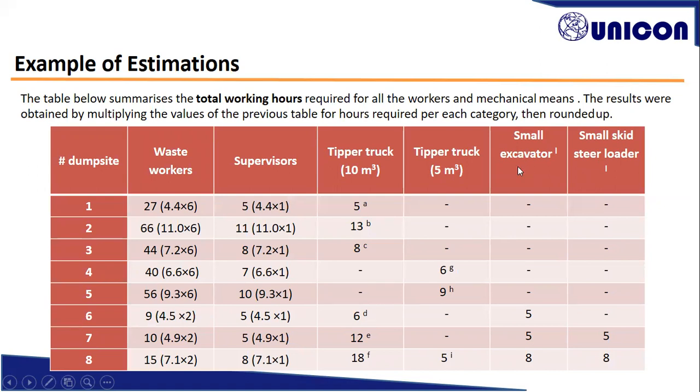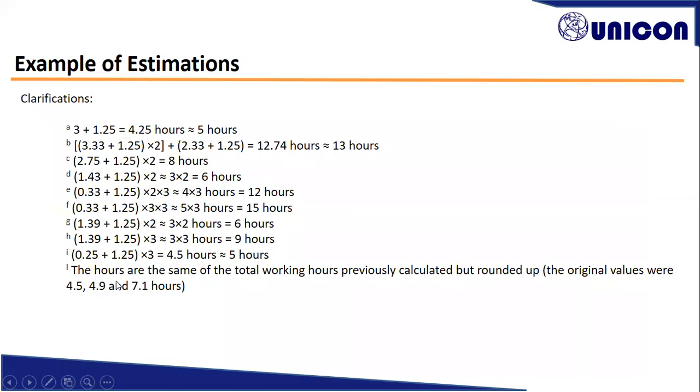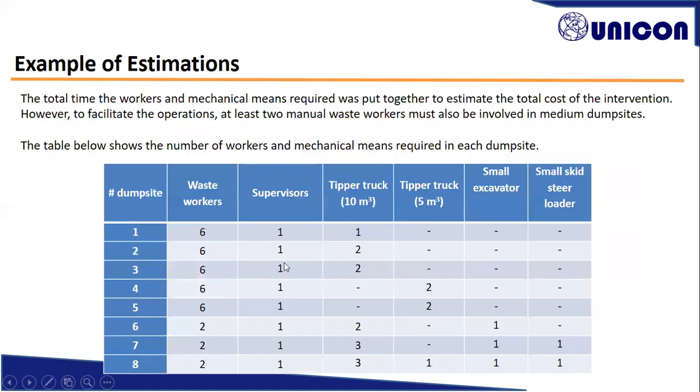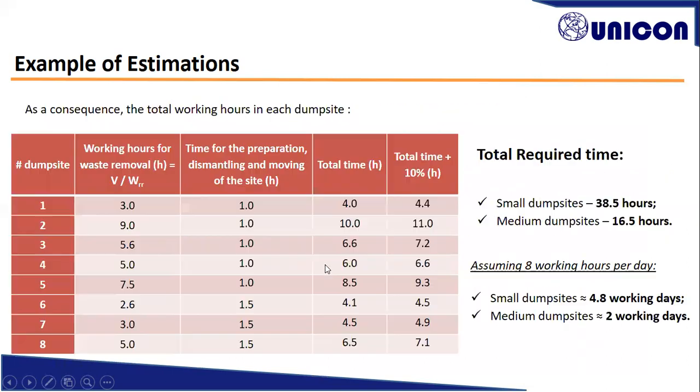In the case of a small excavator and small skid steer loader, their hours are the same as the total working hours previously calculated, but rounded up. Indeed, you can see that the original values were 4.5, 4.9, and 7.1 hours. Those are the working hours calculated just before, I mean, here. The working hours required for dump sites 6, 7, and 8.